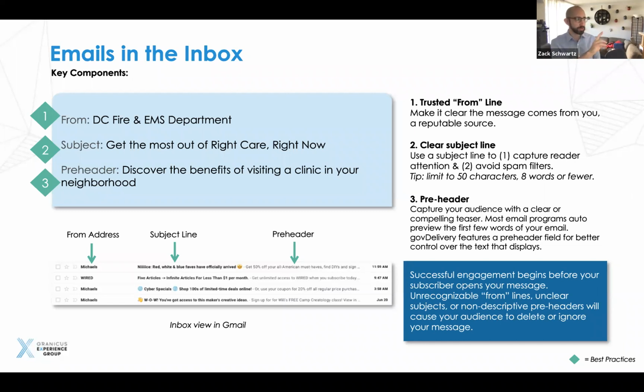So the from line here, it is DC Fire and EMS, tells the reader that this is coming from a reputable source, someone they trust, something that they've signed up to see. The subject line should capture the reader's attention while also avoiding spam filters.